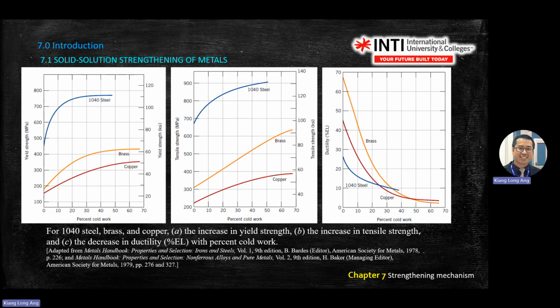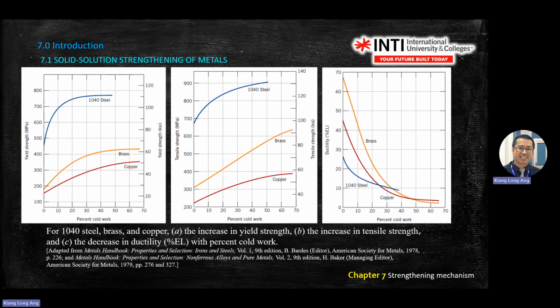Later, I'm going to distribute your test one marks. Some of you did very well. Some of you did very badly. So pay attention. If you still do not understand what is yield strength, tensile strength, and ductility, then you need to go back to chapter 6.